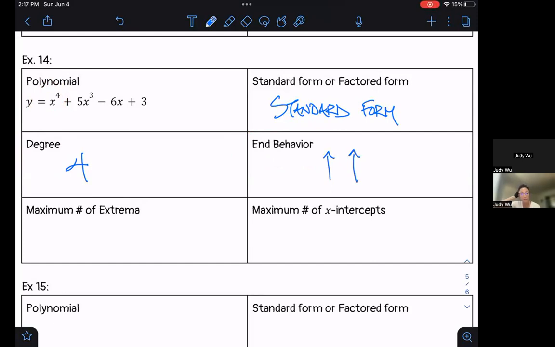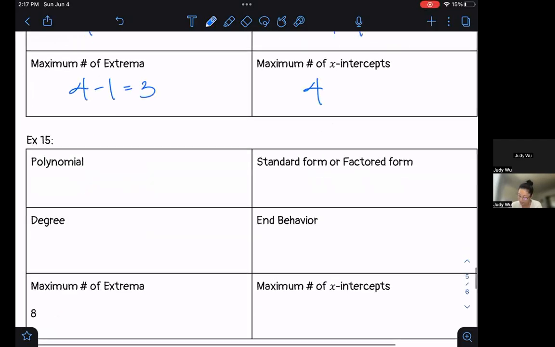All right, let's talk about the maximum number of extrema. That is going to be 4 minus 1, which is 3. And the maximum number of x-intercepts, which is exactly the degree, which is 4. So it might have 4, might have 3, or 2, or 1, or 0, but it can't have 5.